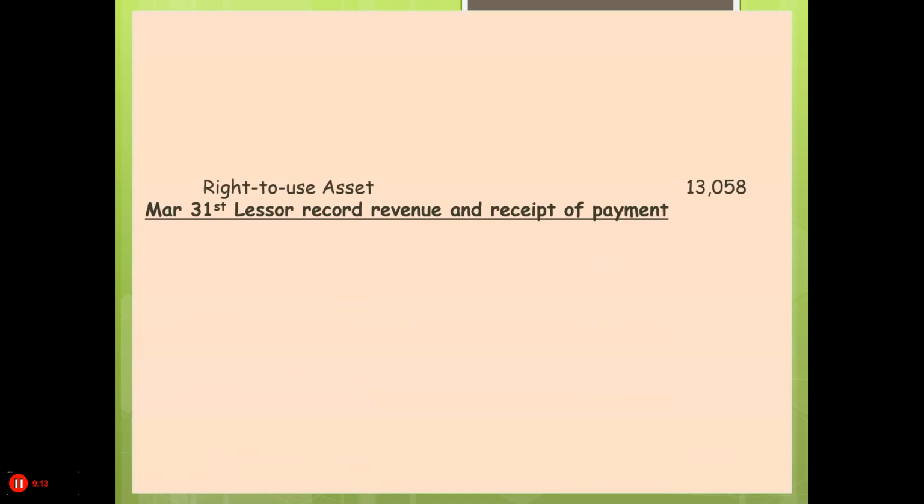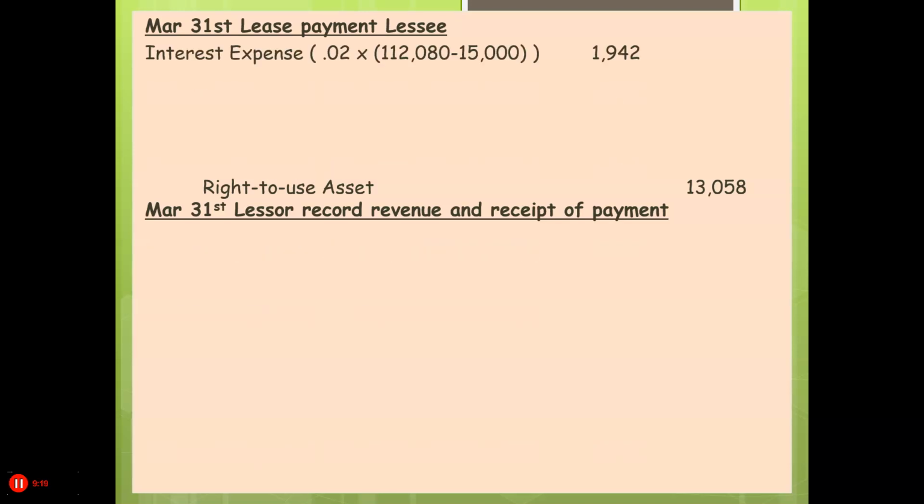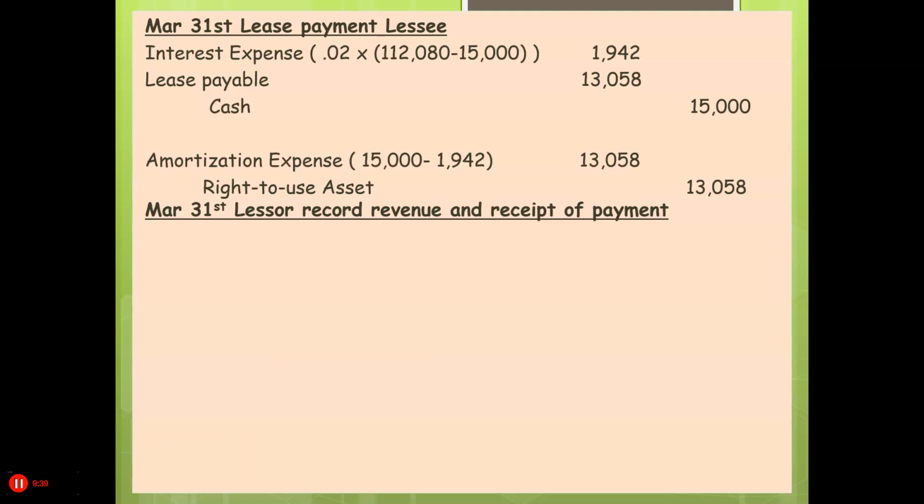Now for our next payment, on March 31st, we're going to book our next payment. And if you notice, we have a portion of it that's interest expense, a portion that reduces our lease payable, and a portion that reduces our cash. And now we're also going to reduce our right-of-use asset that we put on the books. We're going to reduce that by $15,000 minus the interest, which offsets our lease payable.